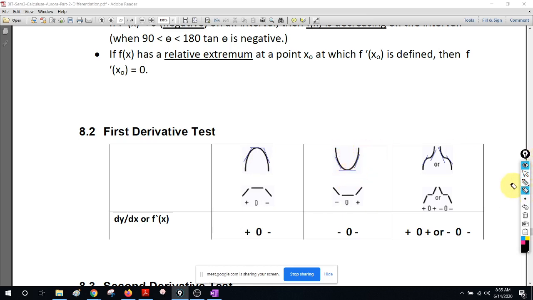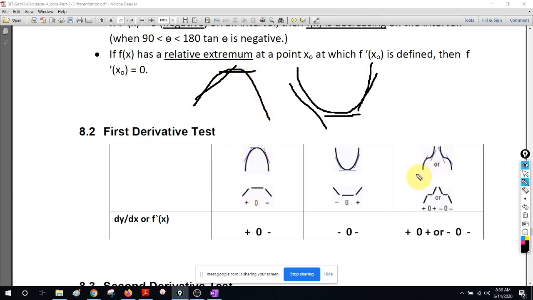So it's something like this. It's negative, zero, positive, right? So negative, zero, positive means we have passed a minimum. Positive, zero, negative means we have passed a maximum.